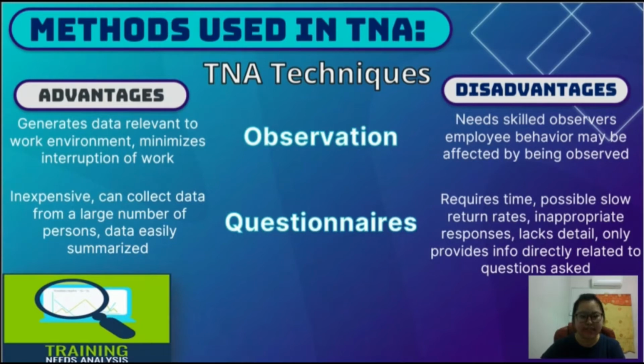Second is questionnaire. This is inexpensive and can collect data from a large number of persons, and the data is easy to summarize. However, questionnaires require time, may have slow return rates, inappropriate responses, lack detail, and only provide information directly related to the questions asked.